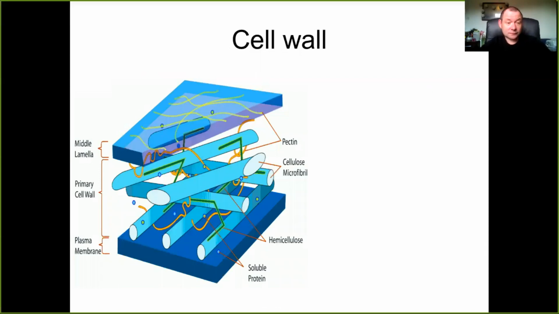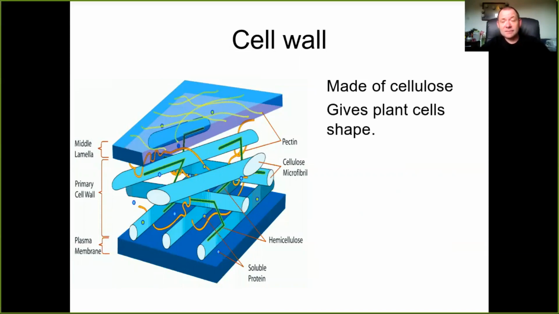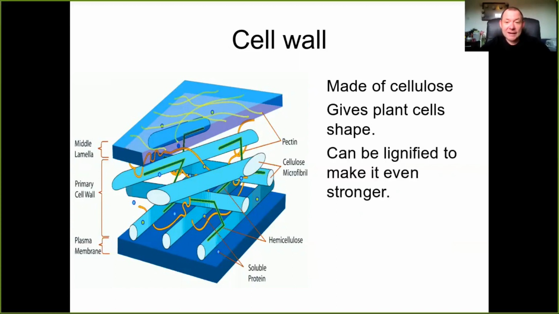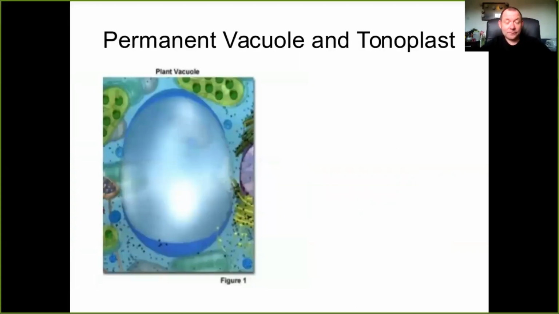The cell wall. So for example, in a plant, the cell wall is made of cellulose. Animal cells don't have a cell wall. Fungi do that. Gives plant cells their shape, can be lignified to make it even stronger.